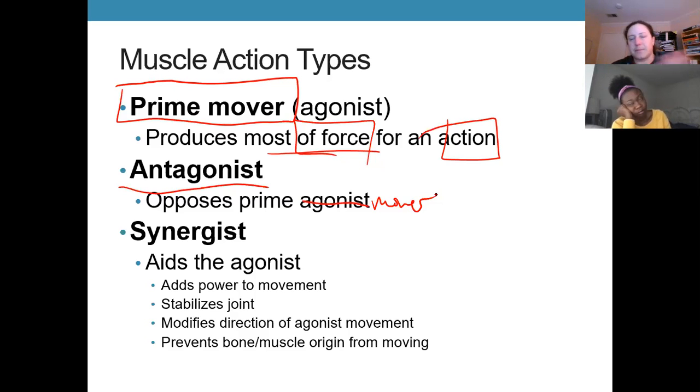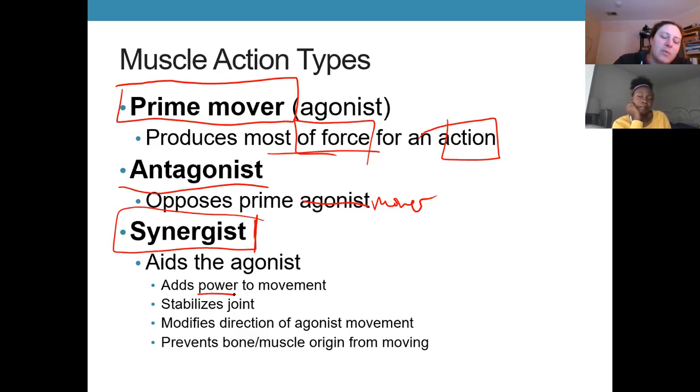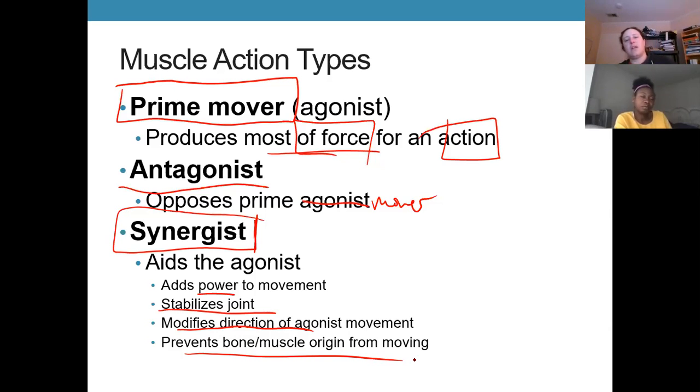They're already there. We also have a third type of muscle, and they're assistants. So they're neither the prime mover nor the antagonist. Instead, there's the synergists, and their job is to help the agonist perform the action. So they can do that a couple ways. They can add power to the movement. They can stabilize the joint, so prevent it from moving in ways we don't want it to. They can alter the direction of the action, or they can keep bones or muscles from moving that aren't supposed to move in that particular action.